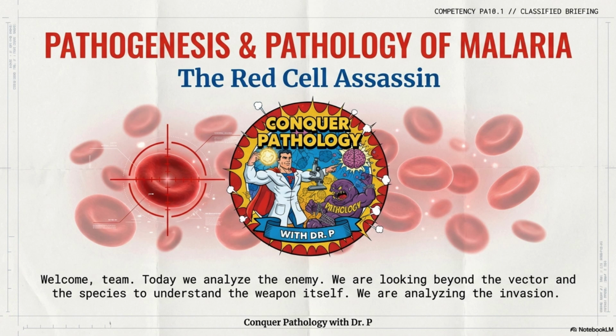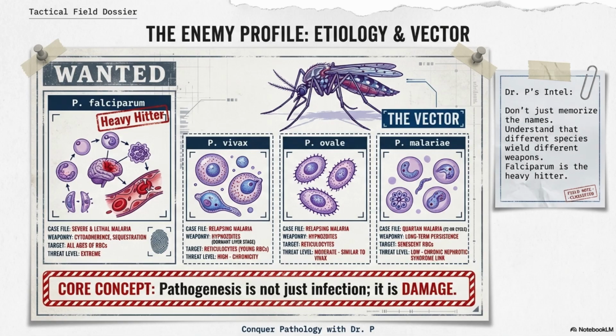Part 1. Pathogenesis and Pathology of Malaria. Let's analyze the enemy. We are looking beyond the vector and the species to understand the weapon itself. We are analyzing the invasion. Let's look at the enemy profile. Don't just memorize the names, understand that different species wield different weapons. P. falciparum, this is the heavy hitter. It targets all ages of RBCs and causes the most severe damage.